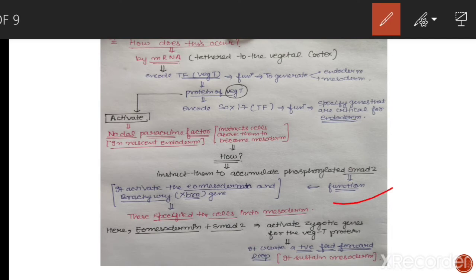the zygotic gene for the Wnt protein, and it creates a positive feed forward loop that will sustain the mesodermal layer.